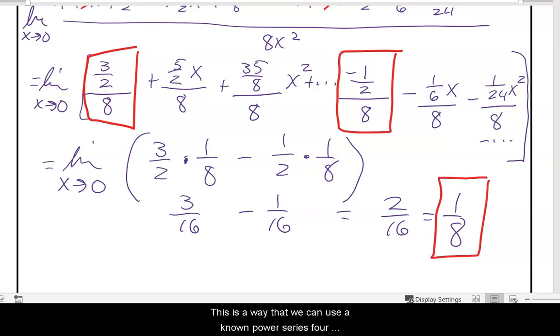This is a way that we can use the known power series for different transcendental functions to come up with limits. Are there other ways? Yes, of course there are other ways. But this is an example of how we can take something very complicated and simplify it with expansions of infinite polynomials. There are some for which there is no known representation, and a power series is the only way to write it down.